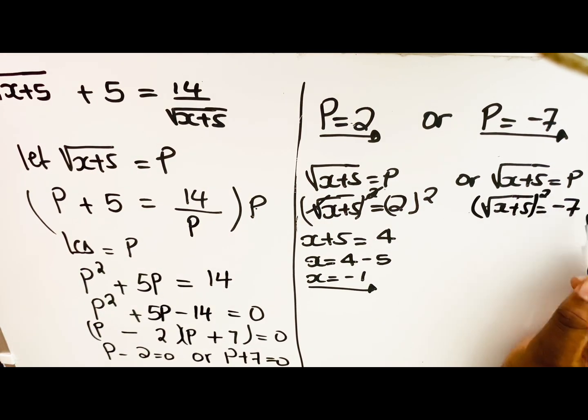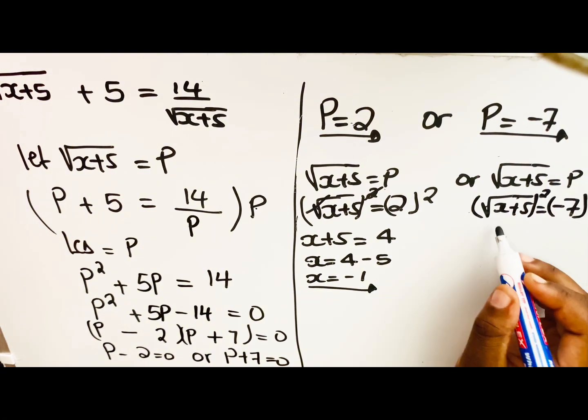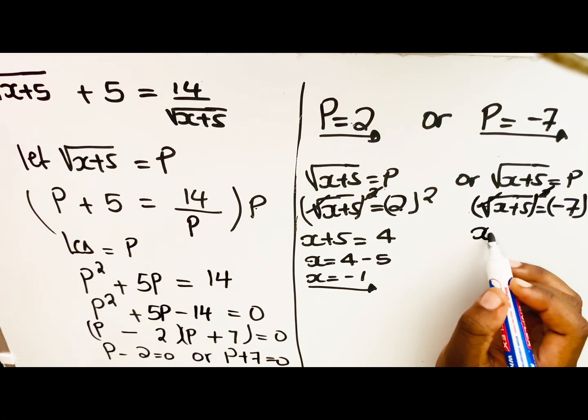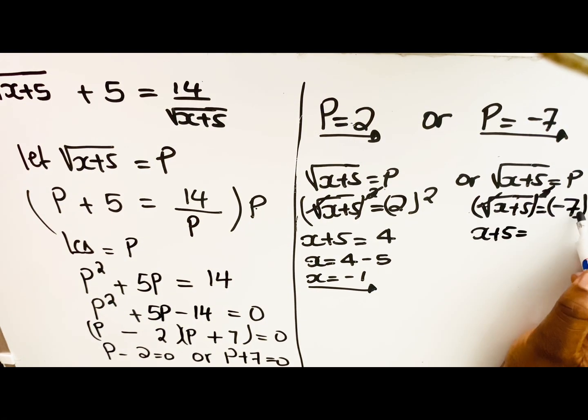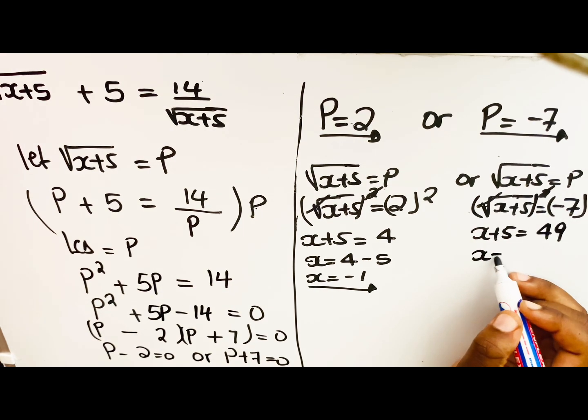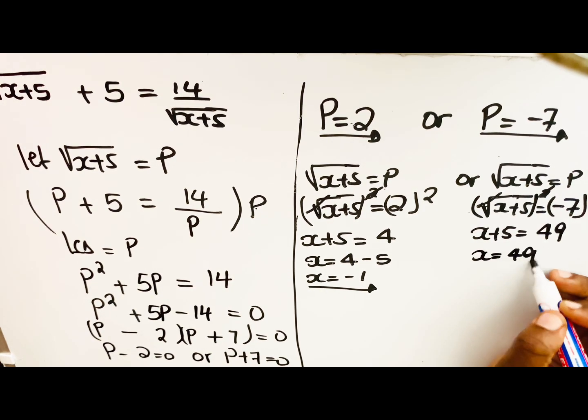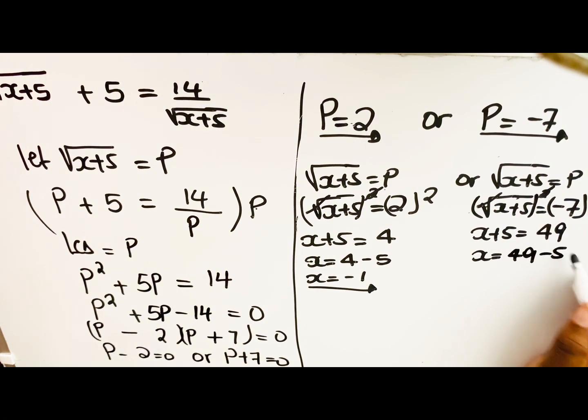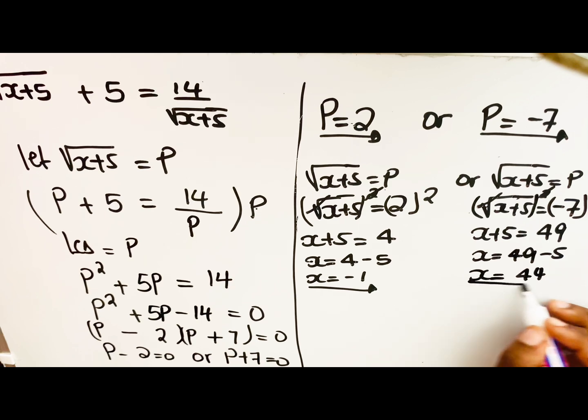Squared both sides. x plus 5 is equal to negative 7 all squared, which is positive 49. Then x is equal to 49. We minus 5 on both sides. Then x is equal to positive 44.